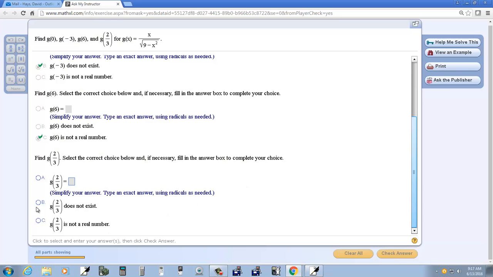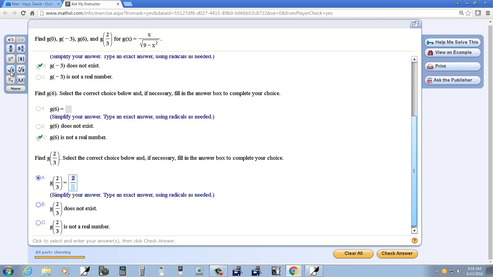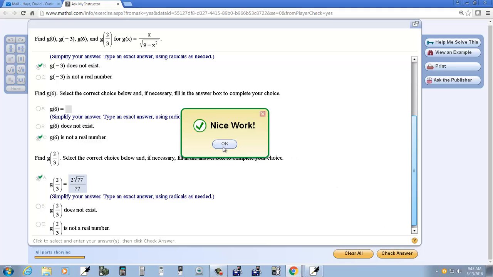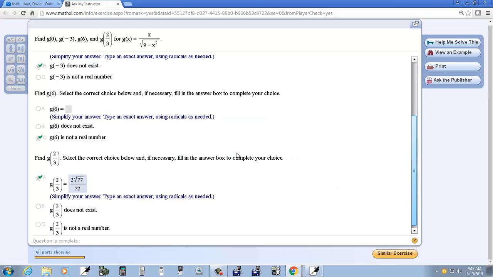So we got, choose a fraction here, 2, then I choose the square root of 77, and I put 77 down here. And that's how you handle a square root in your denominator.